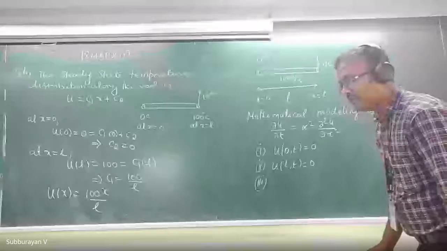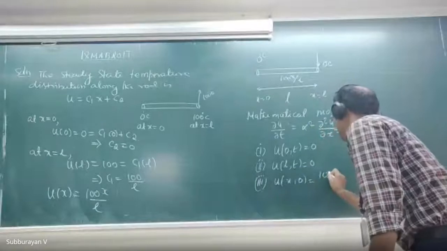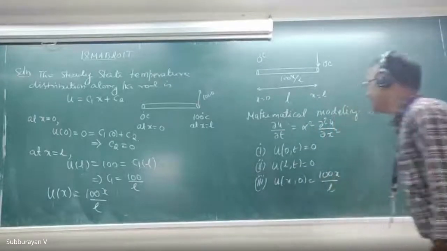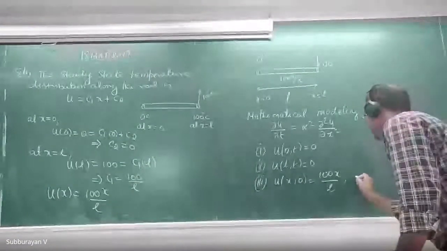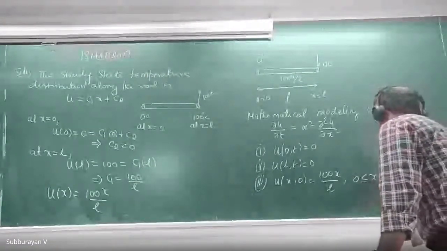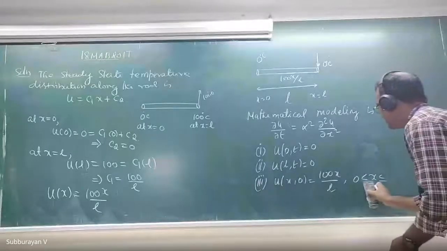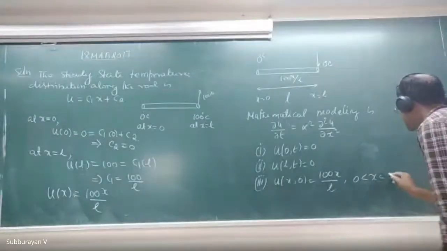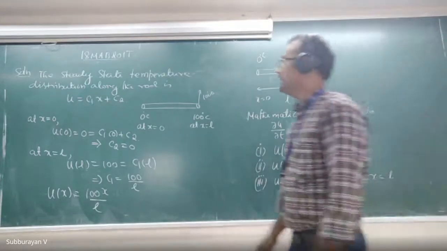What is the third condition? Sir, U of x comma 0 is equal to 100x by L. Okay. U of x comma 0 which is equal to 100 x divided by L, that is 0 less than or equal to x less than or equal to L. Of course you can omit the inclusion of L. Okay. 100x divided by L.